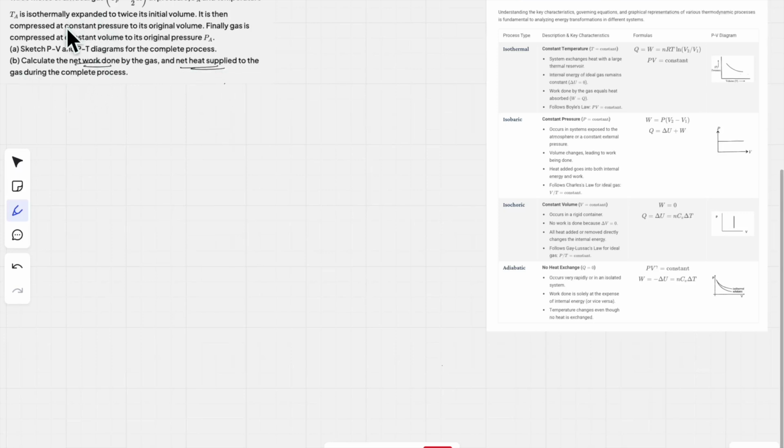So moving with the same as done in part A, now we have to calculate work done. For work done, we know that we can calculate the individual work for each process and then we can simply add it.